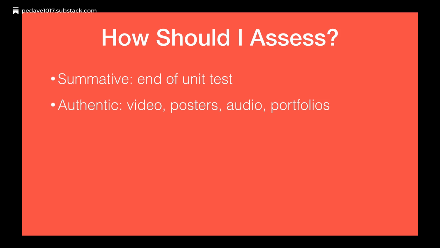Authentic is probably one of the best. It just, again, depends on your number of students and your amount of tech. They could take a video of what they're currently working on so they can show their learning. They can make posters. They can do some kind of audio like podcasting or just audio on GarageBand and tell what their group came up with. You could have portfolios or sportfolios like we talked about.